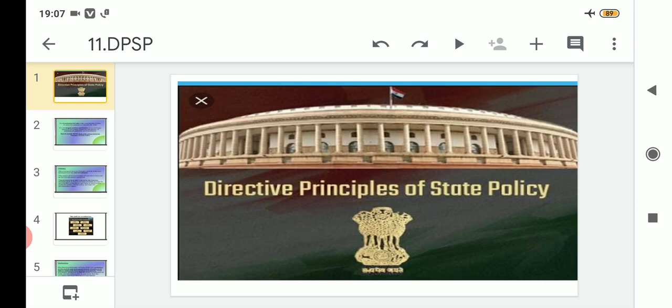Just like Part 3 consists of fundamental rights, and Part 4A in the Indian Constitution consists of the fundamental duties, another part tells about the directive principles of state policy. These are the principles, the directions, according to which a government should rule the country. They cannot rule the country according to their own wish.